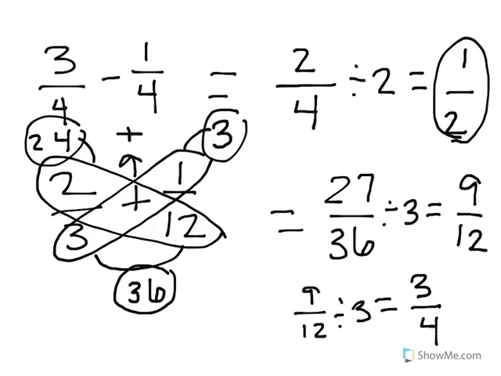Now, are there any common factors between 3 and 4? Well, the factors of 3 are 1 and 3. Factors of 4 are 1, 2, and 4. So no common factors, and I know my answer is 3/4.